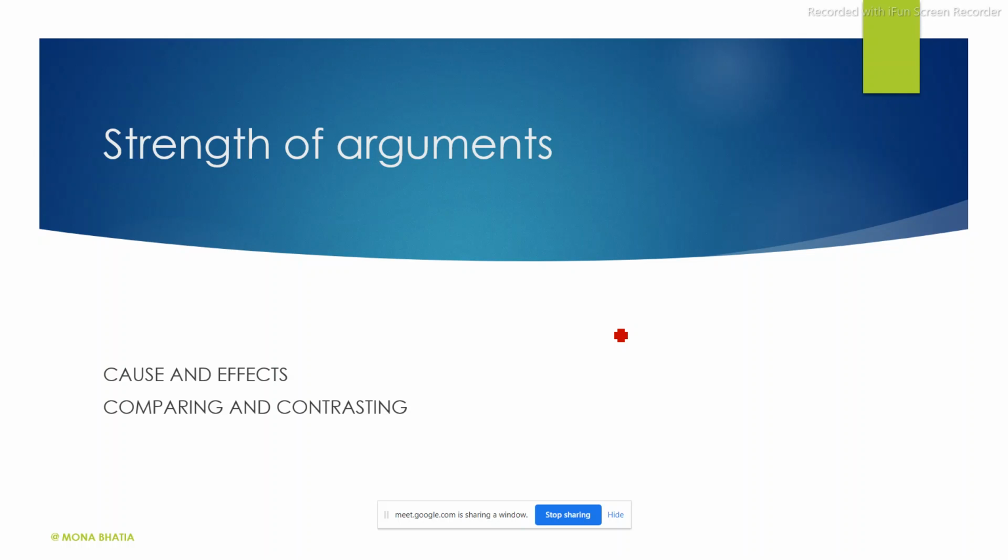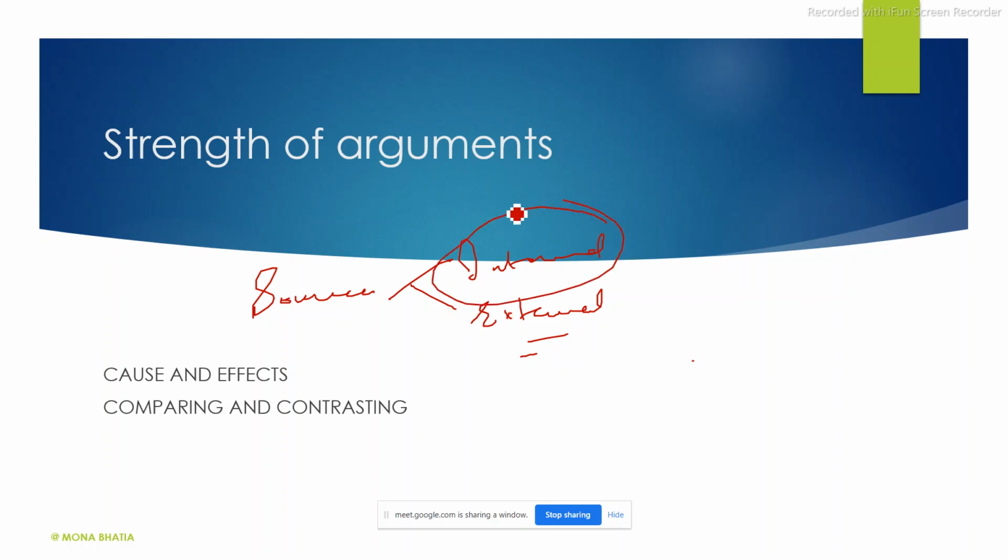While analyzing an argument, one has to find out the sources, whether those sources are internal or whether the sources are external. ठीक है? Internal sources में... Sources can be internal and sources can be external. ठीक है? Now internal की बात करते हैं.